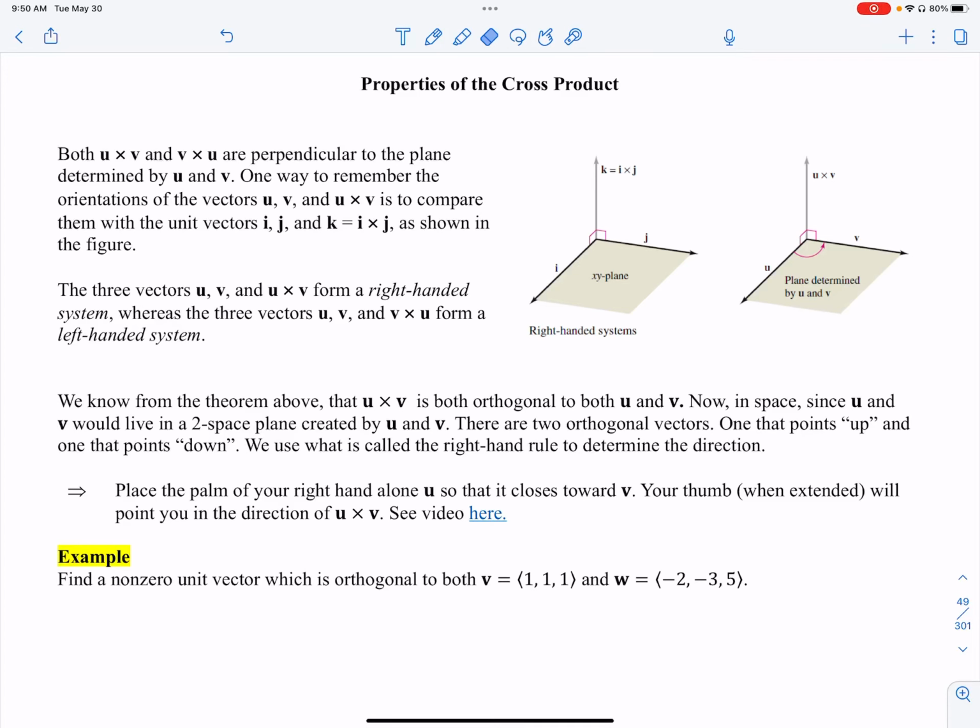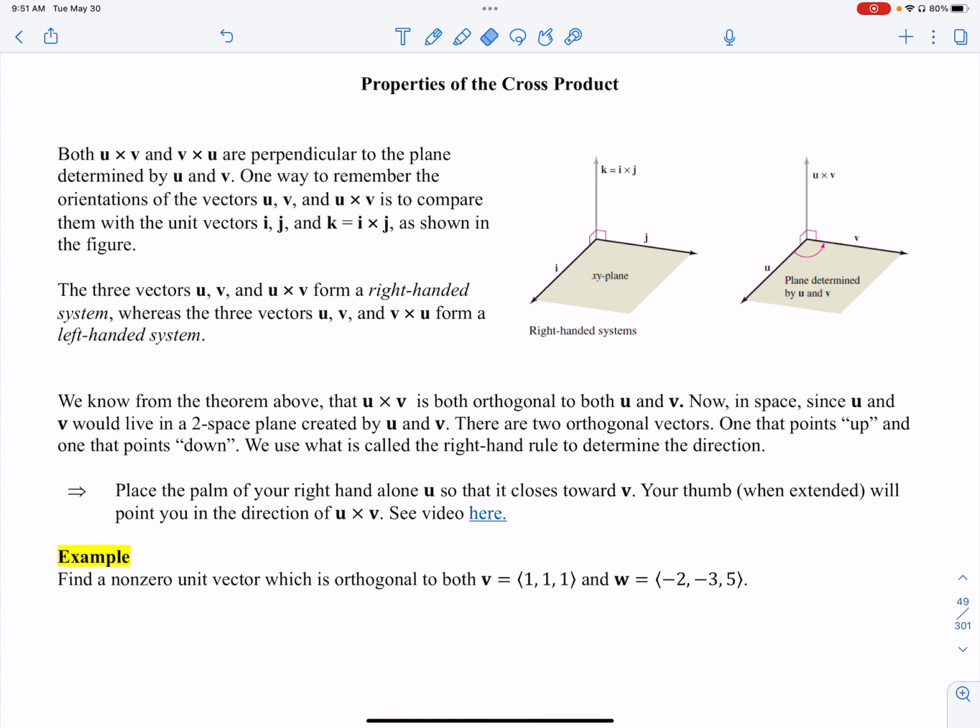In this video, we'll continue our discussion of properties of the cross product. In the last video, we stated that U cross V was orthogonal to U and V. Another way to think about this is that U cross V is perpendicular to the plane determined by U and V. If you take a look at this picture here, we have U cross V, and it creates this plane, right? U and V live in a plane together. U cross V is orthogonal to both of those, the whole plane.